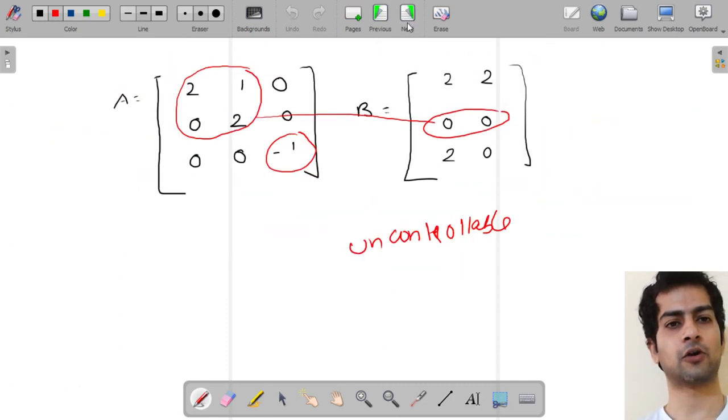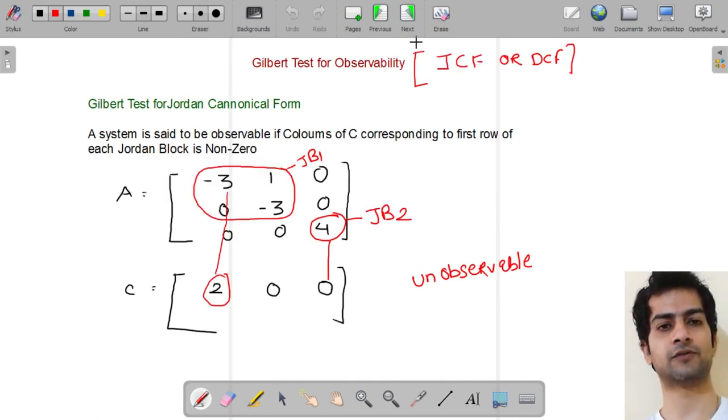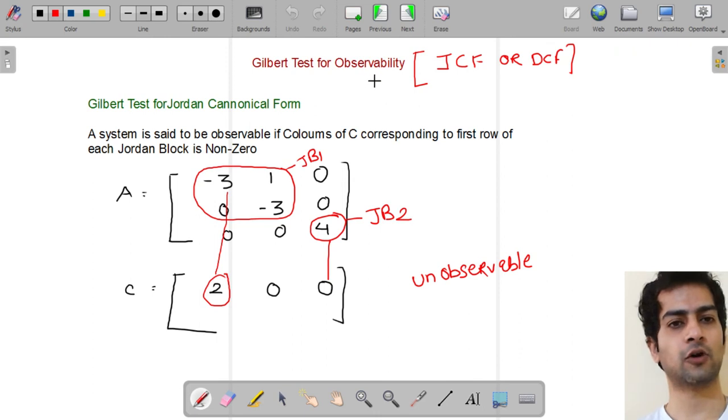Now coming to DCF. Yeah, this is the DCF. Here you have to identify whether matrix A is in DCF or not, and if it is so, then you have to check all the row elements of B, and if all rows of B are non-zero, then our system is controllable.